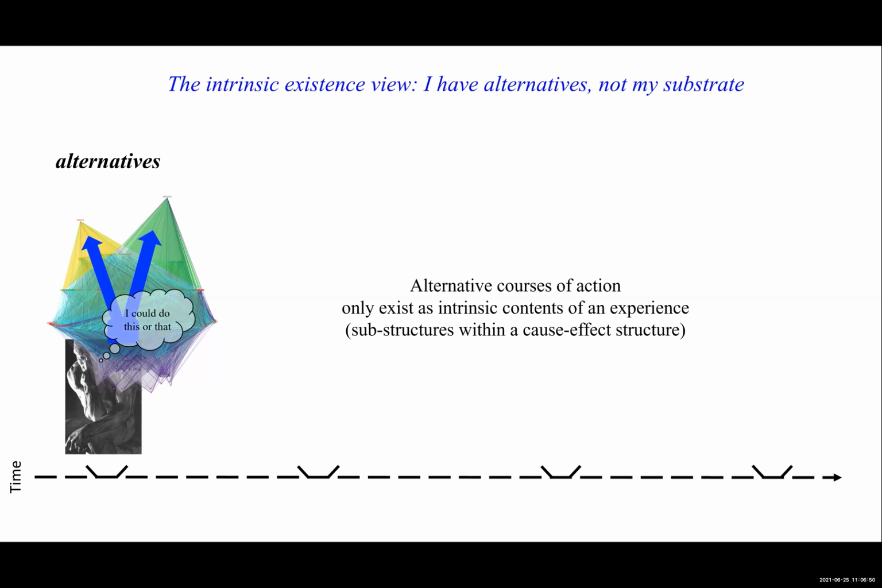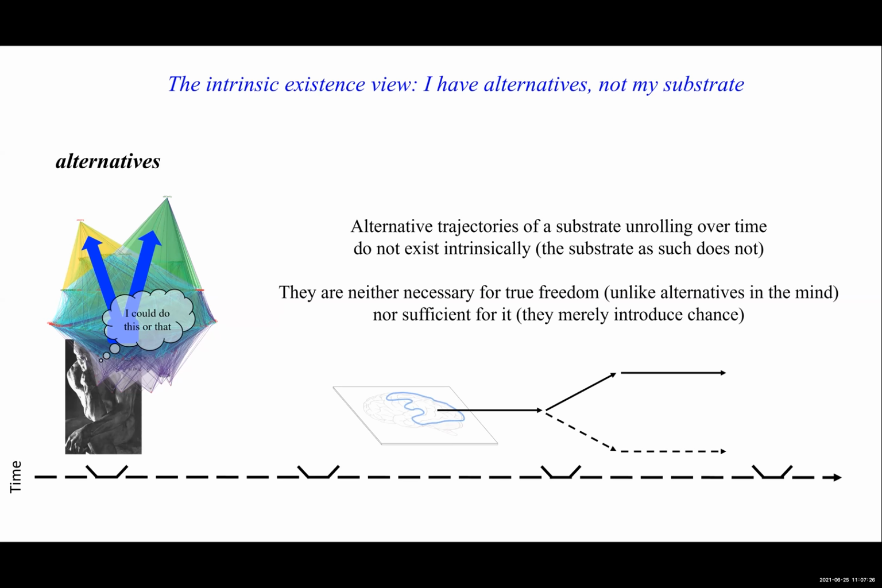Well, IIT tells you that there is an experience which truly exists as a cause-effect structure, and within it, indicated here by these two silly horns in yellow and in green, are two substructures related among themselves that only exist as intrinsic content of experience. They are substructures, they are physical, and they are the only alternatives that are worth their name. The alternatives that exist in my mind. That is where freedom resides. And it does not reside in alternative trajectories of a substrate unrolling over time, as is normally thought.